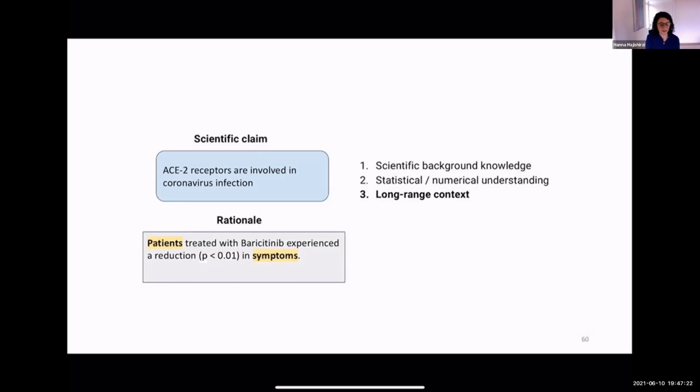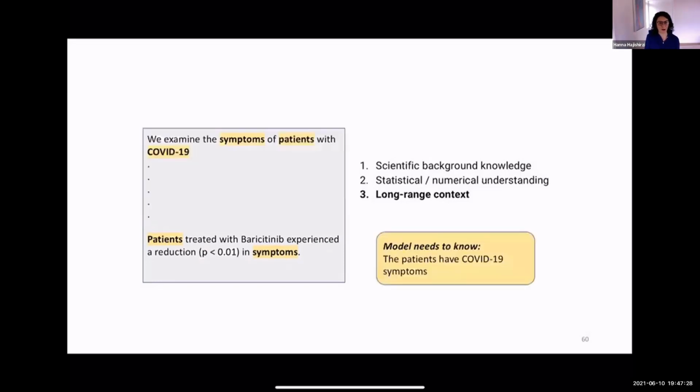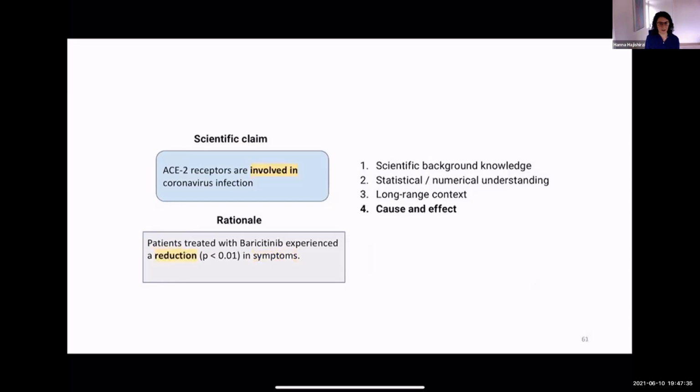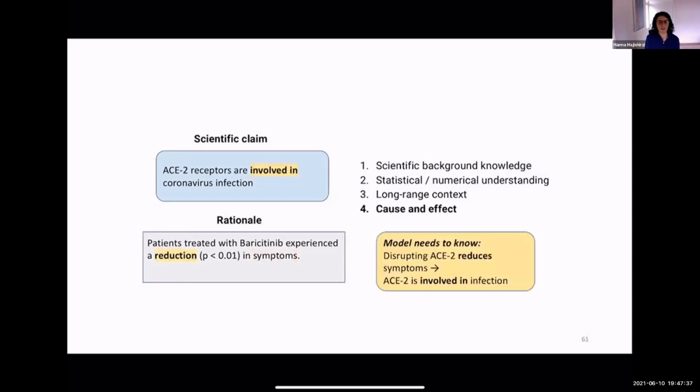We know that this sentence talked about some patients that have reduction in symptoms, but what patients, right? We are talking about coronavirus. But earlier in the article, we saw that these patients had COVID-19 symptoms. And then finally, some sort of cause and effect where if disrupting ACE2 reduces symptoms, then ACE2 is involved in infection, and all of these would result in this rationale actually supporting this scientific claim.